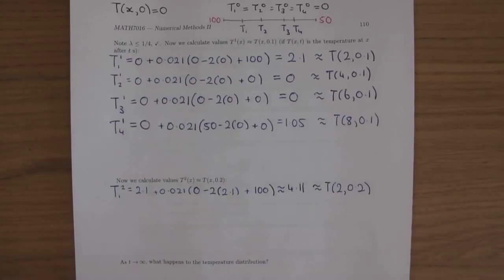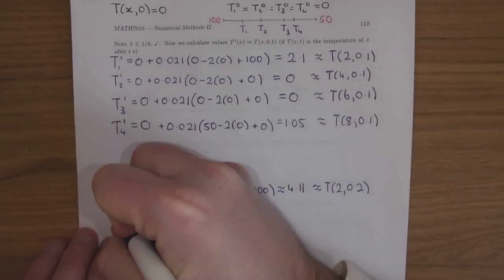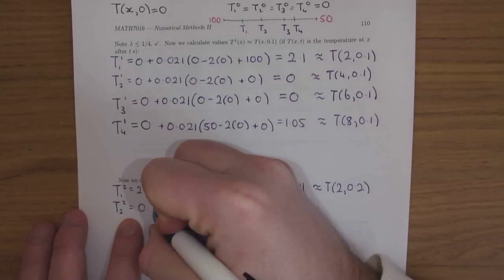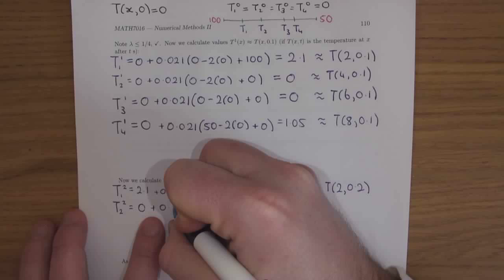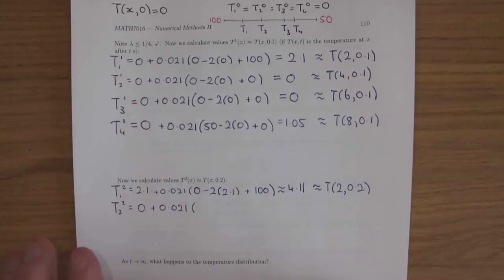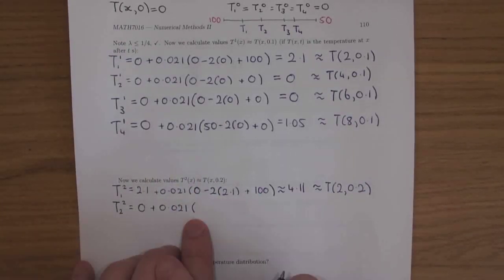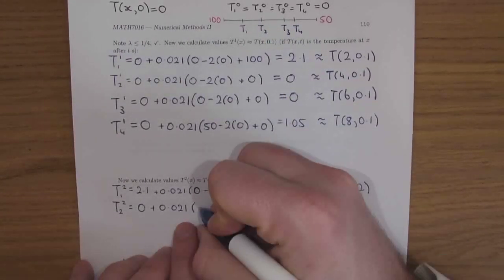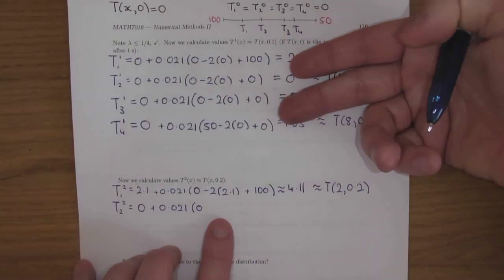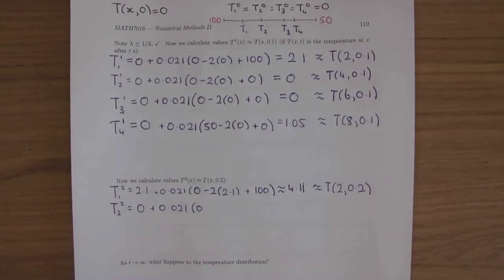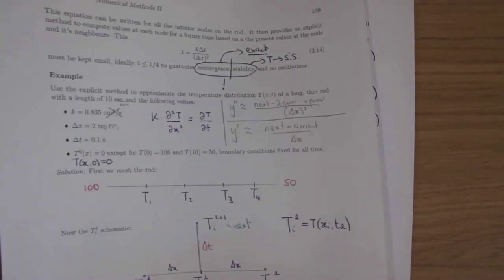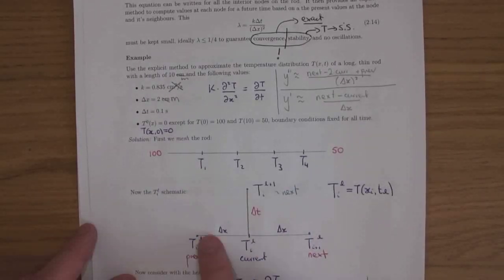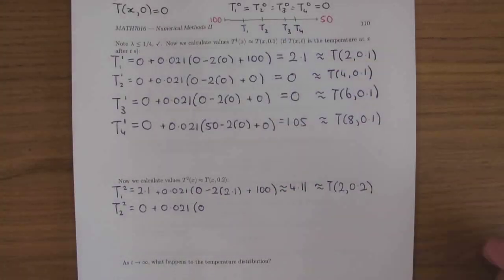Okay, let's go again. Next one, T22. So the formula says it's the previous temperature, which is 0, plus the lambda, which is 0.021. Now what we want to do is the next temperature over is T3, and the previous T3 was 0. We're always using the previous value. We're always using these ones. So this is this picture. On the previous page, when you're trying to find out what's happening at the next point, you use previous time, which always means previous in this sense.